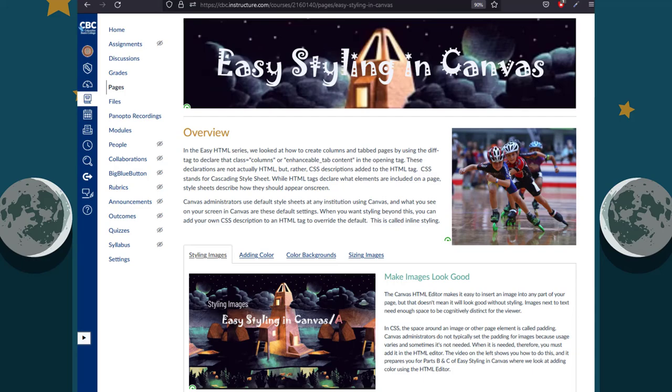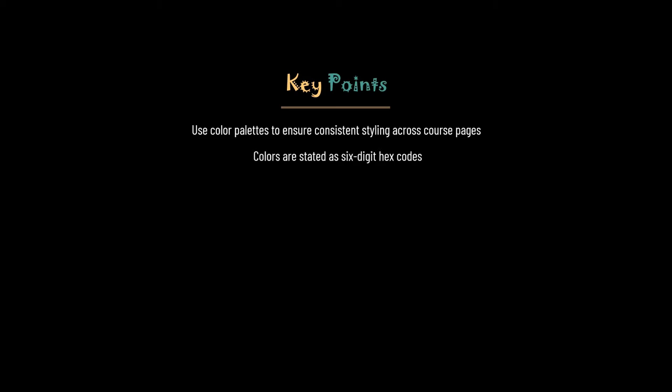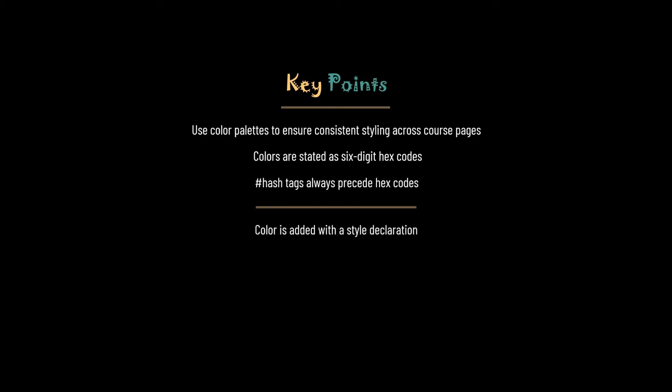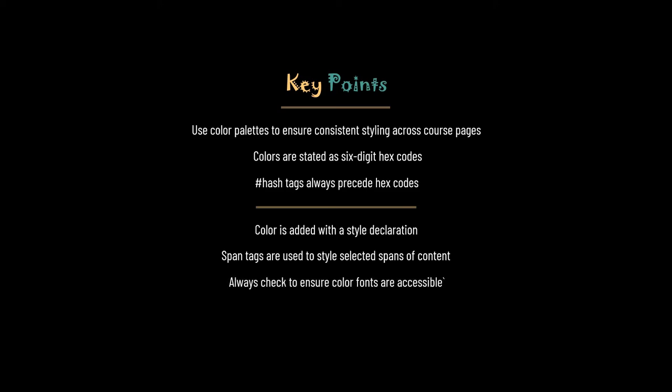Now let's review our key points. Use color palettes to ensure consistent styling across course pages. Colors are stated as 6-digit hex codes. Hashtags always precede hex codes. And color is added with a style declaration. Span tags are used to style selected spans of content. And, finally, always check to ensure color fonts are accessible.